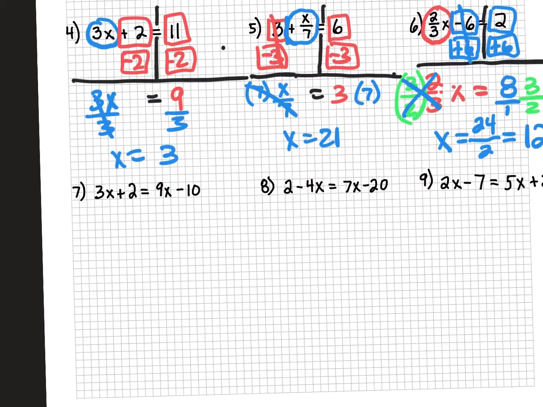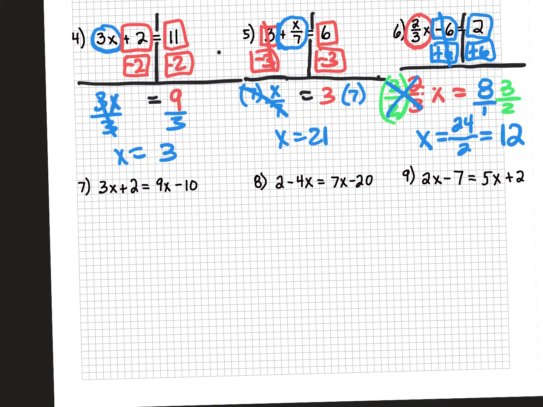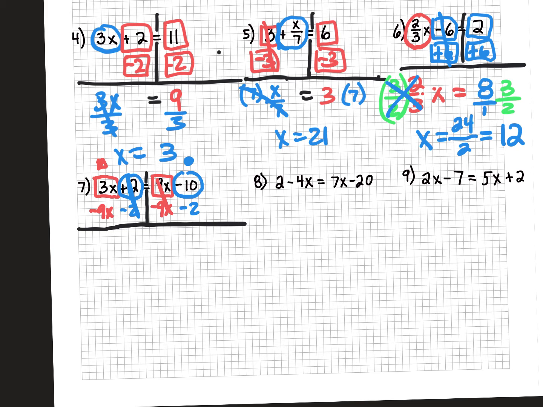All right, now we're getting down to the slightly more difficult ones, but same process. I've got an x term, a number term, and a number term. I've got my basketball court. I'll make this side my square and this side my circle side. So 3x, you're cool. 2, you got to go, so minus 2, and they're gone there. 9x, you got to go to the other side, so minus 9x, so you're gone there. The negative 10's on the correct side.